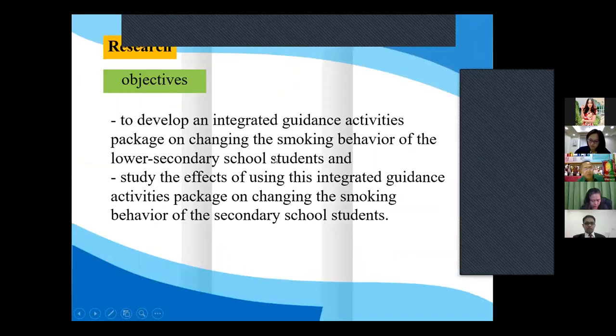My objectives are to develop an integrated guidance activity packet on smoking behavior of lower secondary school students, and to study the effect of using this integrated guidance activity packet on changing the smoking behavior of secondary school students.